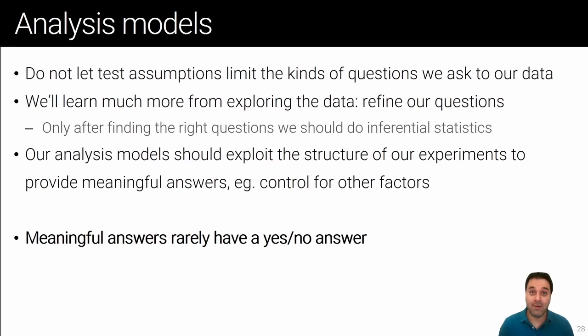Now, our analysis models should exploit the structure of our experiment. We are not just testing what is the effect of one independent variable on a dependent variable, so something like differences in the dependent variable across groups in an independent variable. It's about testing that while controlling for the other things, taking all these other factors into account. Only by doing that, we're going to be able to provide meaningful answers to our research questions. It's not just about testing A versus B, it's A versus B, controlling for the other things.